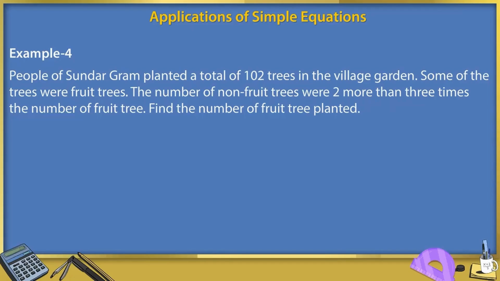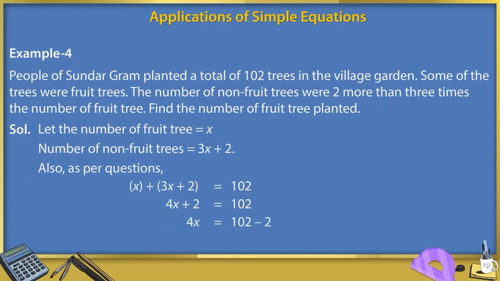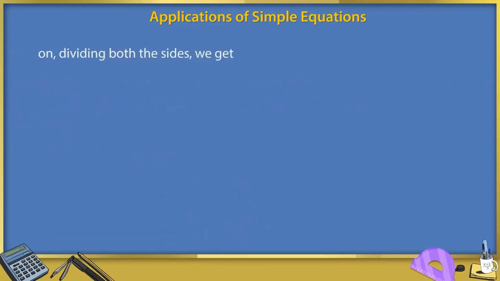Find the number of fruit trees planted. Solution. Let the number of fruit trees be x. Number of non-fruit trees is equal to 3x plus 2. Also, as per equation, x plus 3x plus 2 is equal to 102. 4x plus 2 is equal to 102. 4x is equal to 102 minus 2. 4x is equal to 100. On dividing both the sides, we get x is equal to 100 by 4, which is equal to 25. So, 25 fruit trees were planted.